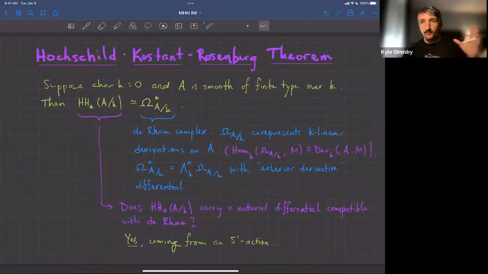And people care about it for a good reason. So a classical theorem, the Hochschild-Kostant-Rosenberg theorem, says that under certain hypotheses, Hochschild homology recovers the de Rham complex. So what are those?